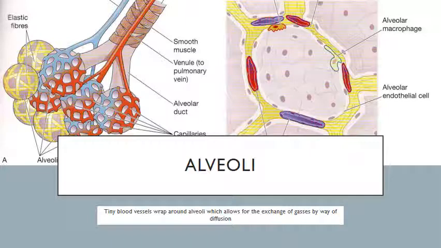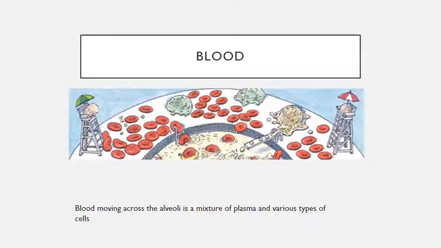So every time you take a breath in, you're filling up with a high concentration of oxygen. That oxygen will diffuse to the blood. Meanwhile, the blood is dropping off a whole bunch of carbon dioxide to the lungs. It's all about diffusion. So this blood acts as a carrier. That blood is a mixture of plasma and various types of cells. So sort of an aqueous environment.